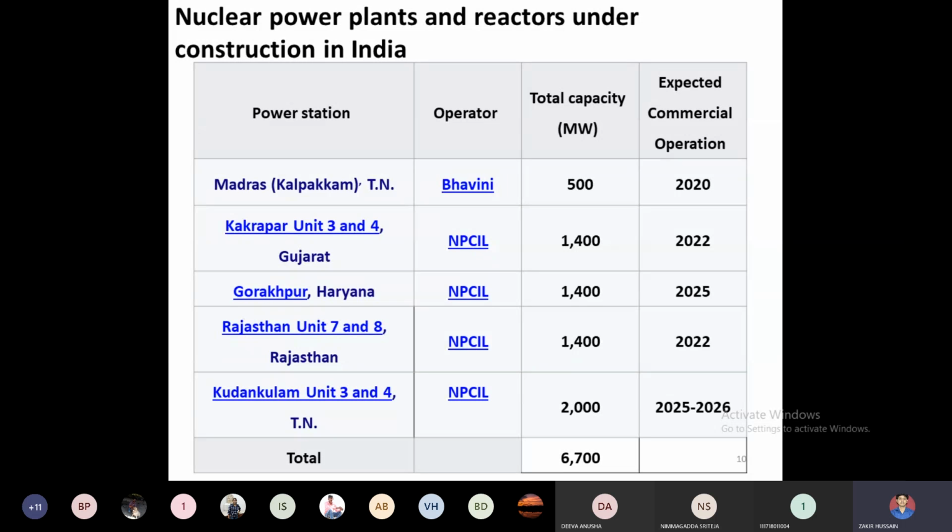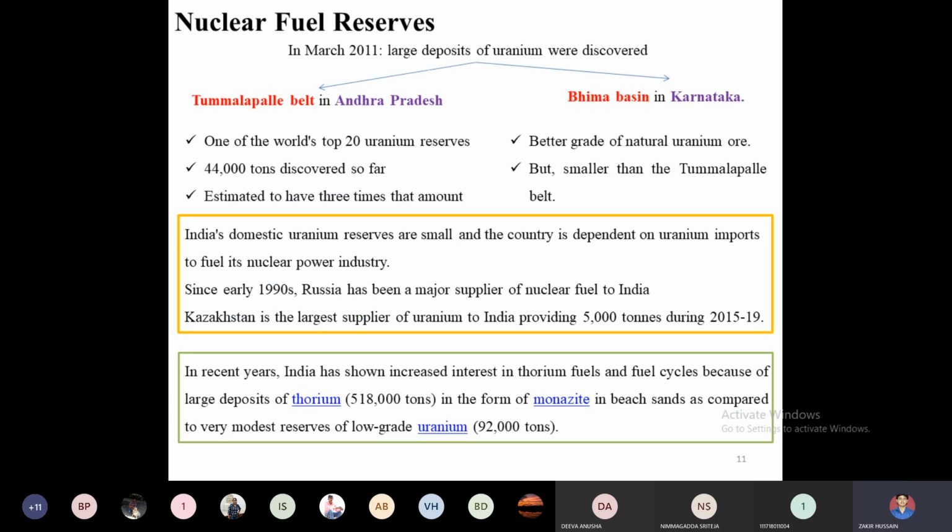And one is in Gorakhpur, Haryana, and Rajasthan Unit 7 and Unit 8, where already one is operational in Rajasthan, and this is under construction, expected to complete by 2020. And Tamil Nadu also has two units under construction, which are expected to be fully constructed by 2025 to 2026. The overall estimated capacity when these plants are in operation is 6,700 megawatts.